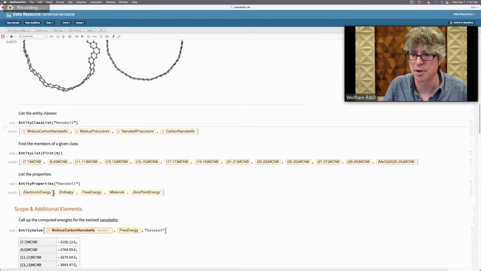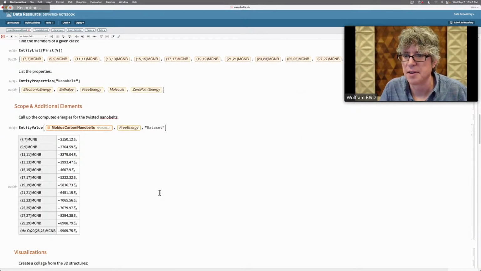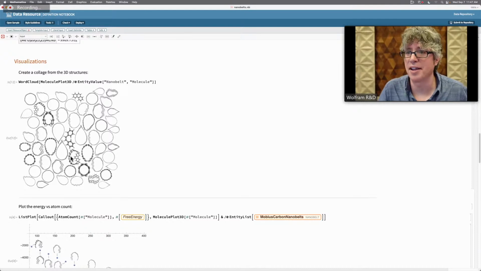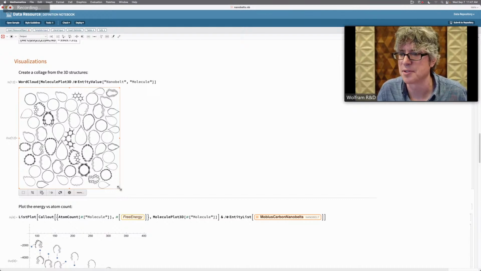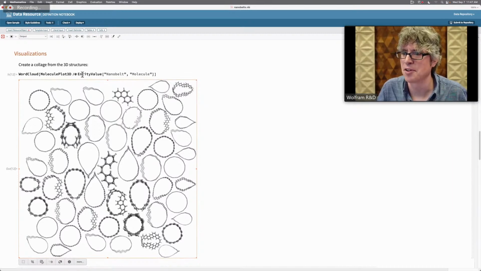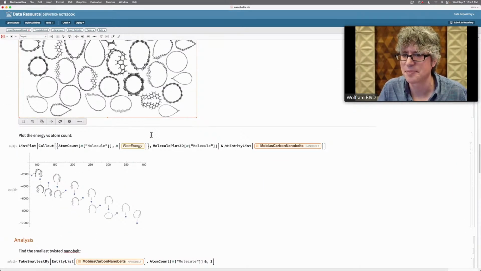Here are the properties that they give: the electronic energy, enthalpy of formation, Gibbs free energy, and the zero-point energy. You can query for those for all of the nanobelts. Every data repository item needs a nice visualization, and this looks unexpectedly pretty, I think. It's a word cloud of the molecule plots, and then you can plot the energy of the nanobelts versus the atom count, and it seems to be a steadily decreasing function.